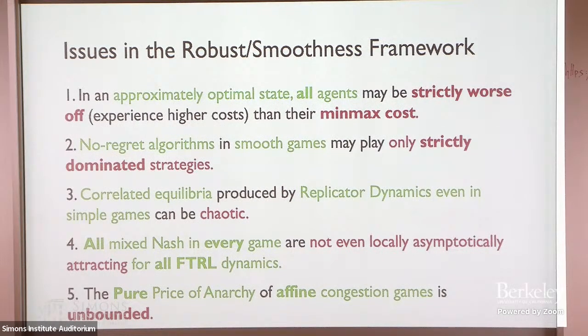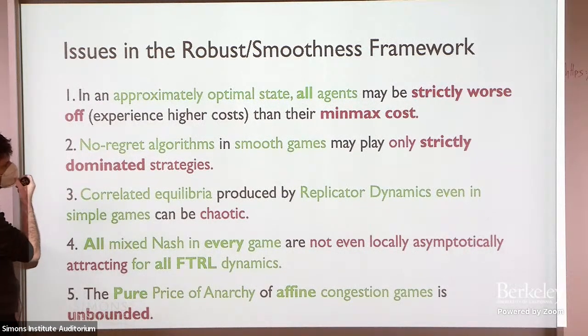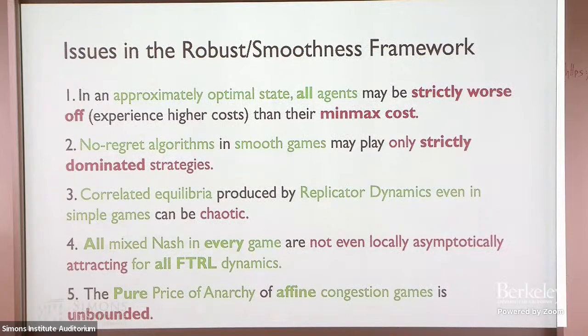First of all, about lambda-mu approximately optimal states. In some games, these states can be rather weak, in the sense that although the states are approximately optimal, all agents may be experiencing strictly higher cost than their min-max cost. Min-max cost is what I can guarantee myself: I'm playing for myself, trying to minimize my cost, and everybody is somehow trying to gang up on me. In approximately optimal states, it could be that no single agent can actually guarantee this min-max value. They can all be doing strictly worse.